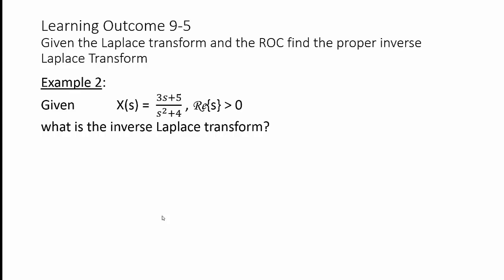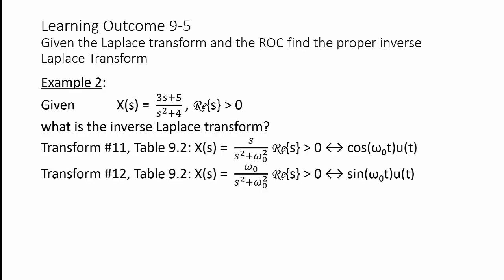Another example, very similar. X(s) is 3s plus 5 divided by s squared plus 4. Again, real part of s greater than 0. What's the inverse Laplace transform? We saw before, s squared plus 4 gives us complex roots, and therefore we're going to look at the table, properties 11, 12, 13, and 14 for a match. We can see in transforms 11 and 12, we have that matching denominator. We see an s in the numerator, so we're going to need some amount of transform 11 and some amount of transform 12. Now you need to learn to figure out how much of each we need to use.